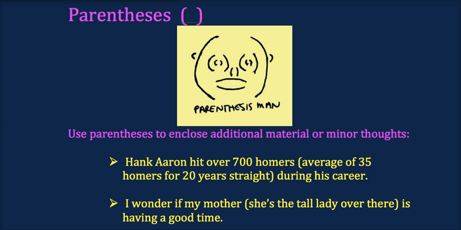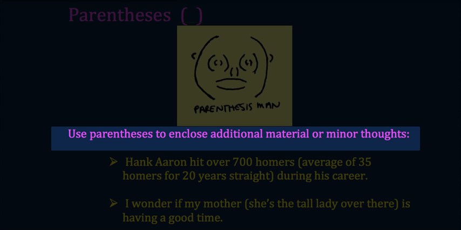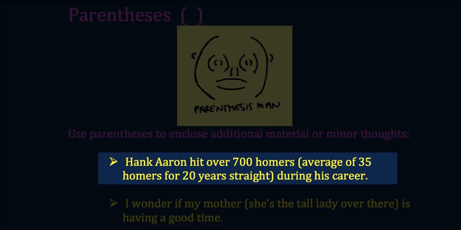All right, let's start with parentheses. You use parentheses to enclose additional material or minor thoughts. Like, Hank Aaron hit over 700 homers (an average of 35 homers for 20 years straight) during his career. Okay, do you see? This is sort of a minor thought. It's additional material. It doesn't really interrupt the flow of the sentence too much. But the writer has decided that it's just minor enough to enclose within these parentheses.